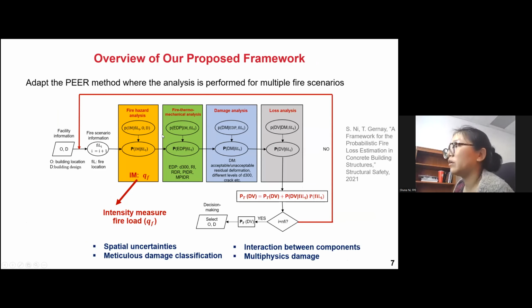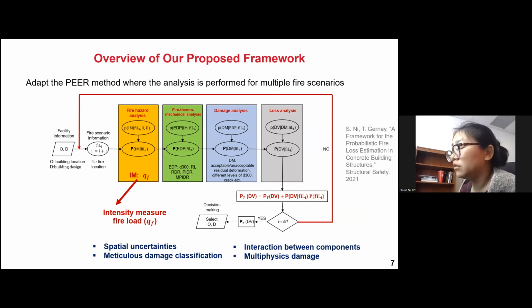So this is a framework we have developed, and this has already been published in 2021. Basically, we follow a similar procedure as for earthquake, because we have fire hazard analysis, fire thermomechanical analysis, damage analysis, and loss analysis. It is a similar procedure to earthquake, but we consider different scenarios in order to consider the spatial uncertainties.